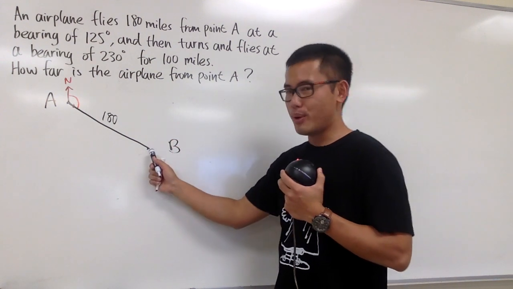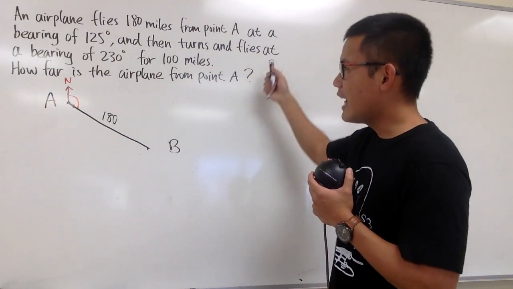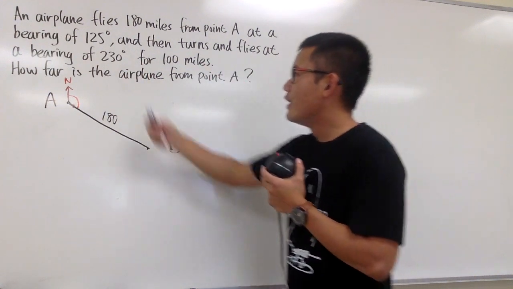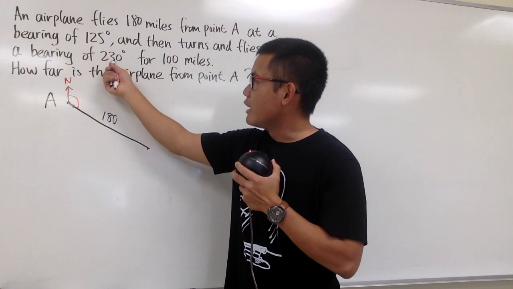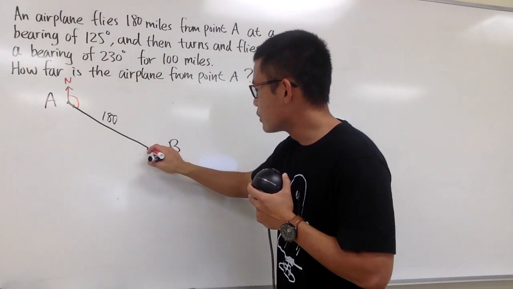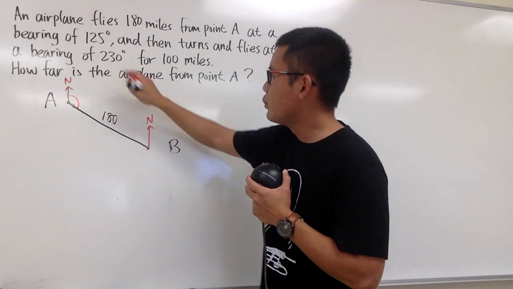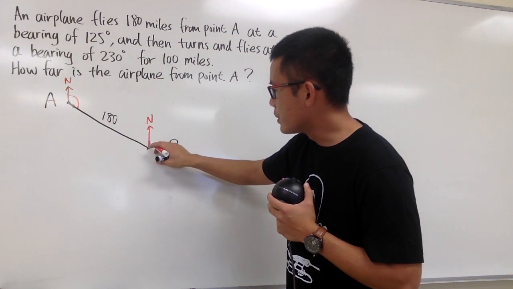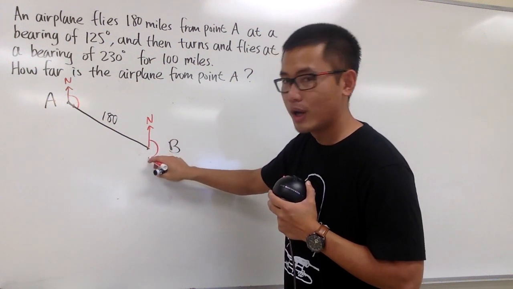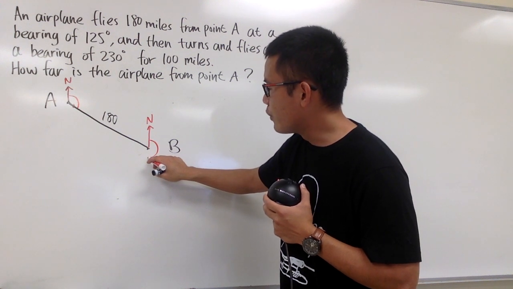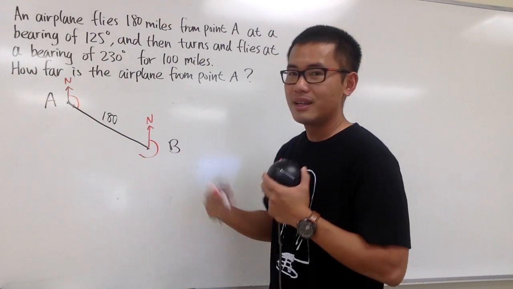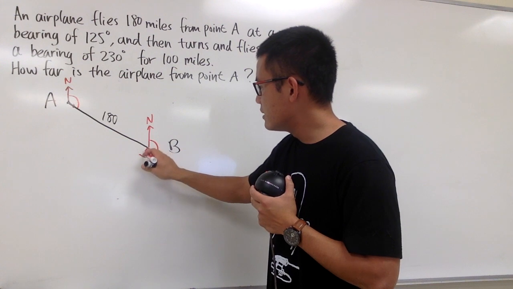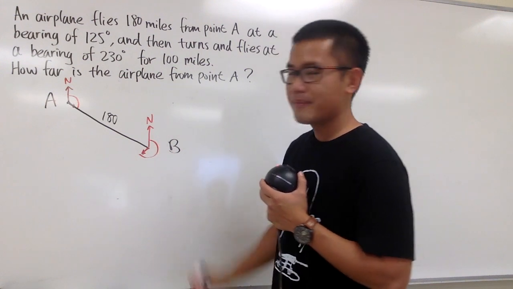And now, once we're at this point, we are going to turn and fly at another bearing of 230 degrees for 100 miles, right? Same situation. We are just having an angle right here. So this means we have to look up to the north direction, and we have to turn clockwise with 230 degrees, right? So let's see. From here to here, this is 180 degrees, right? And we have to go for another 50 more in order to get the whole 230 degrees. And now this is my 230 degrees, and this is the direction I have to look at, isn't it? Just like something like that.